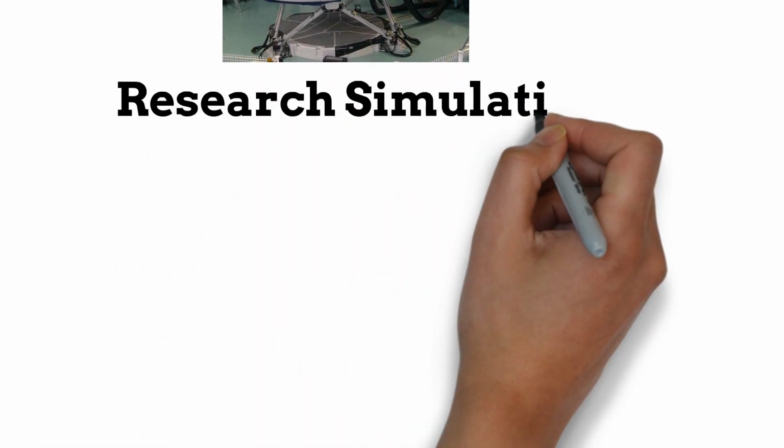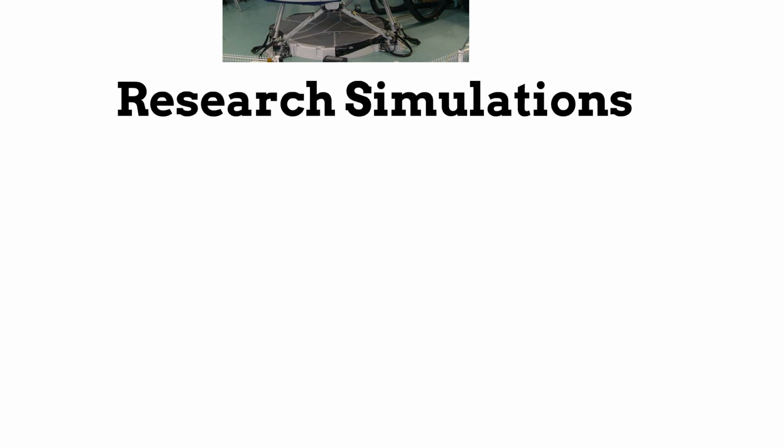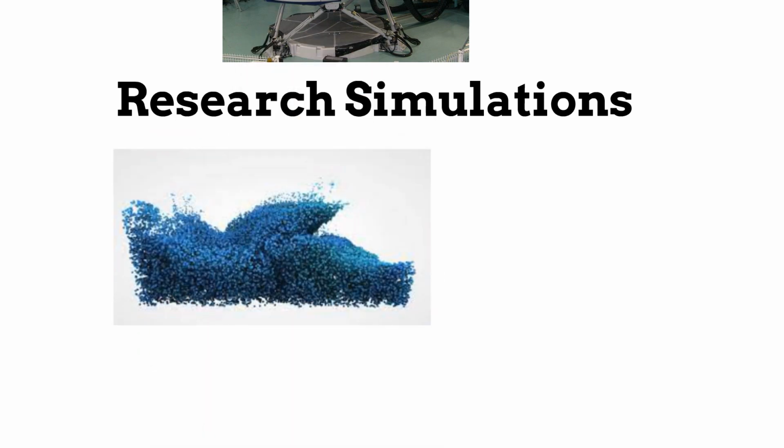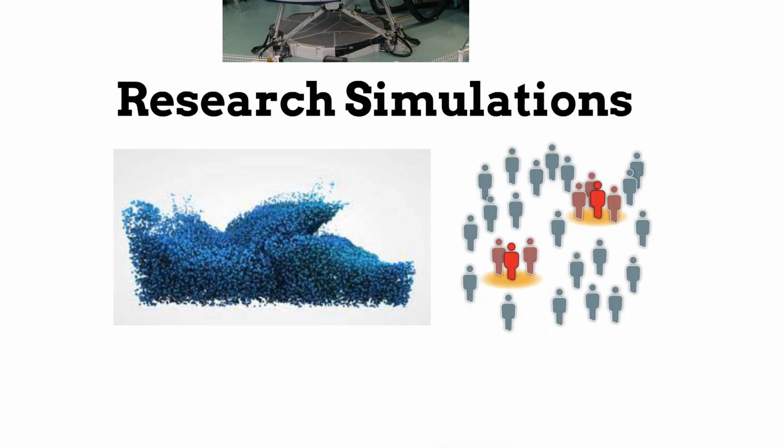Research simulations. They are used for scientific research, experimentation, and hypothesis testing. For example, simulating the behavior of particles in a particle accelerator to study fundamental physics. Or, a researcher is studying the spread of a contagious disease within a population to understand how different factors affect the rate of disease transmission and how interventions like vaccination can mitigate the spread.